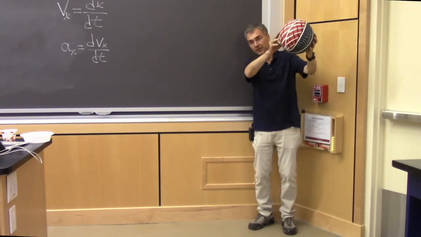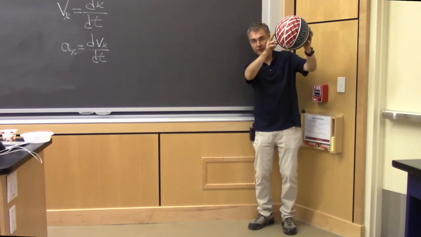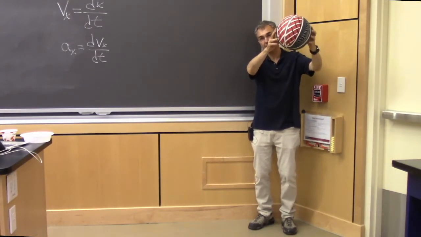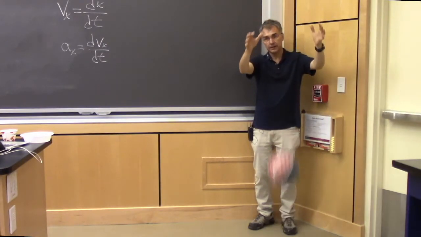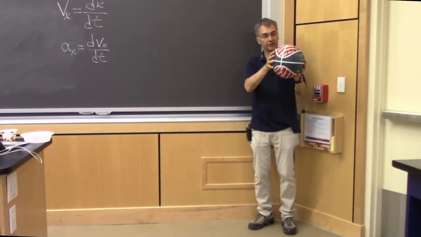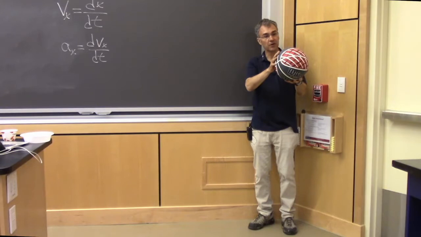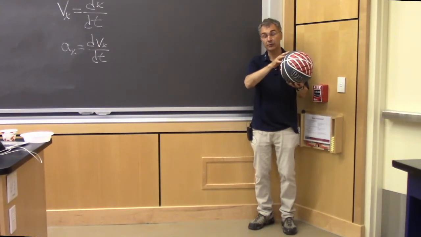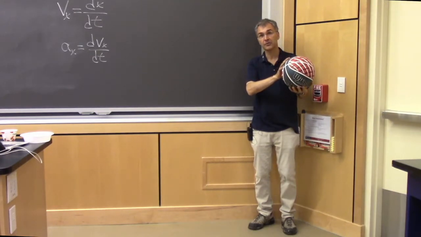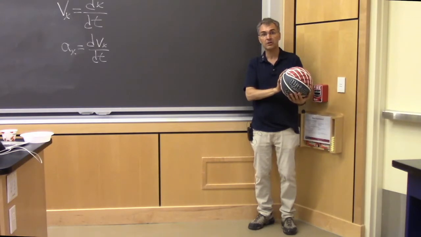Actually, you can see something interesting is going on from the fact that it doesn't bounce quite to its full height, but we'll talk about that next time. Okay, so our model is that this basketball is falling toward Earth with a downward acceleration whose magnitude equals g, and that this is the same acceleration for all objects in free fall near Earth's surface.